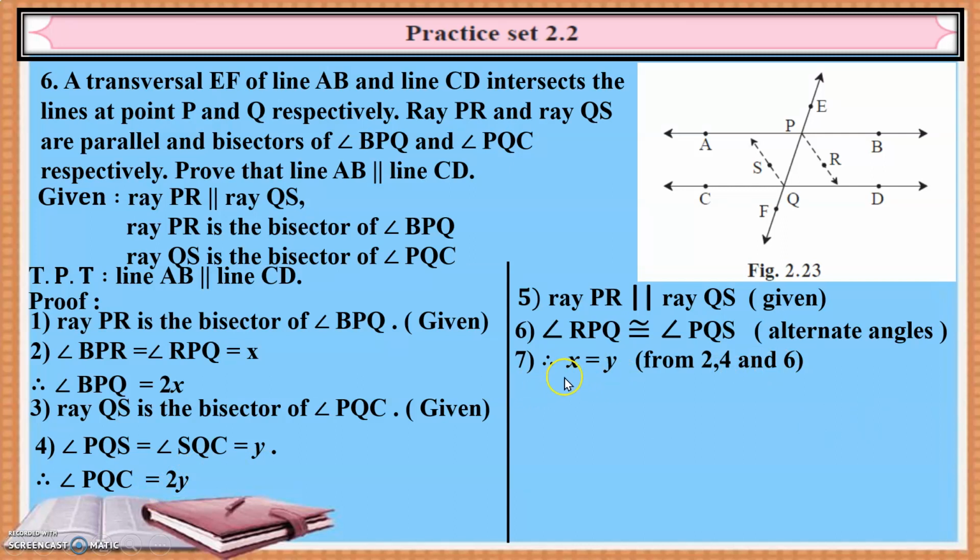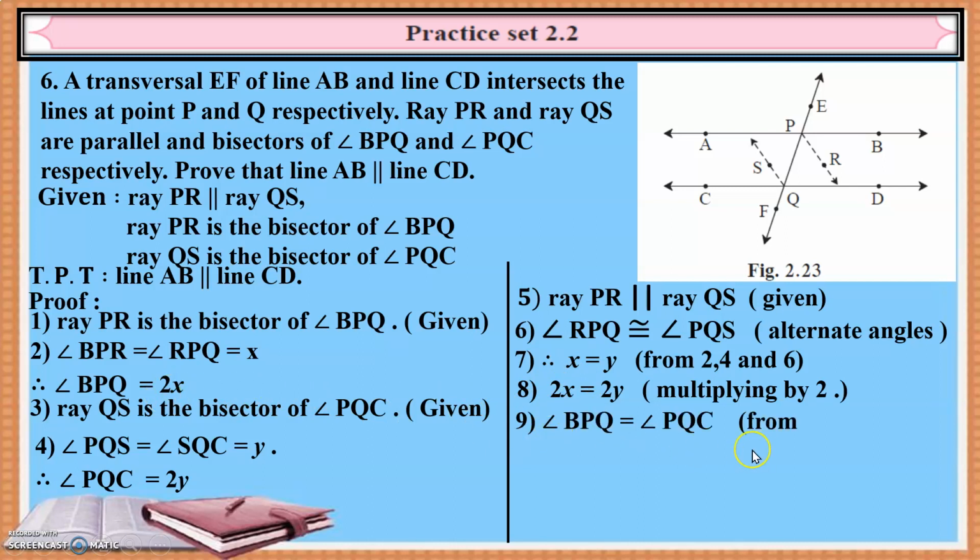In the next step I am going to multiply by 2 on both the sides. So therefore I get 2X is equal to 2Y. I have multiplied by 2 on both the sides, so I get 2X is equal to 2Y. Now what is 2X? Angle BPQ. Here I have angle PQC. Again from 2, 4 and 8. Now which is angle BPQ? Let's have it in the figure. Angle BPQ and angle PQC is this angle.